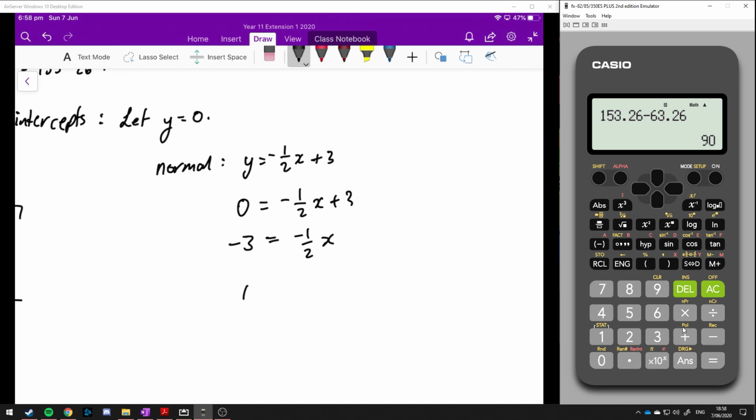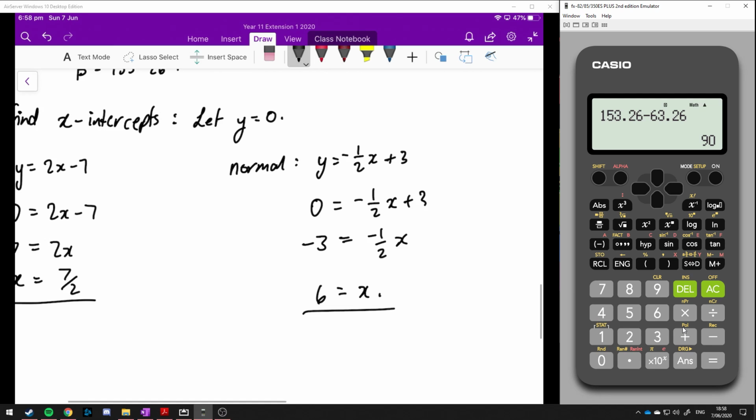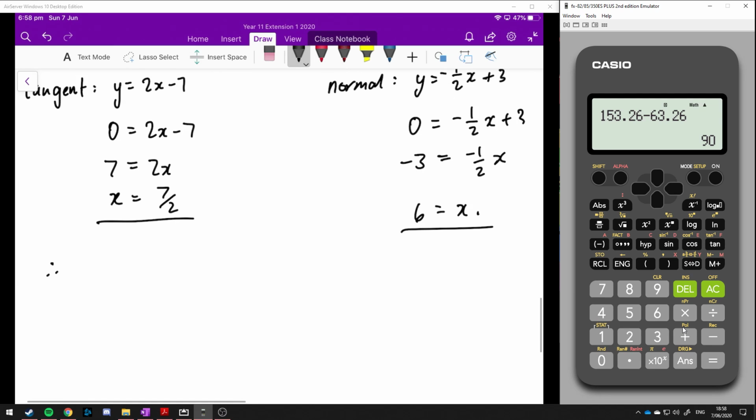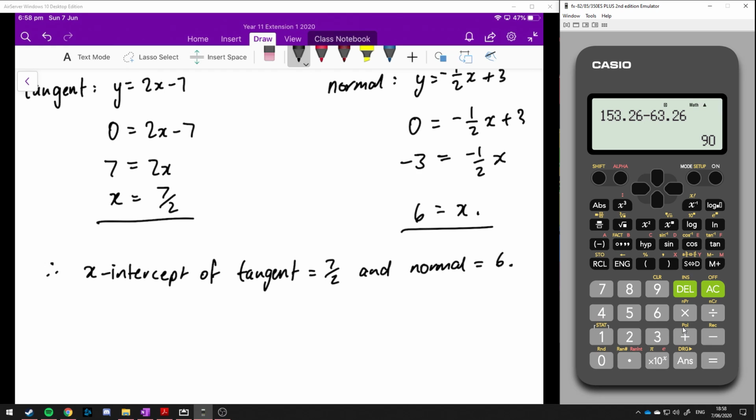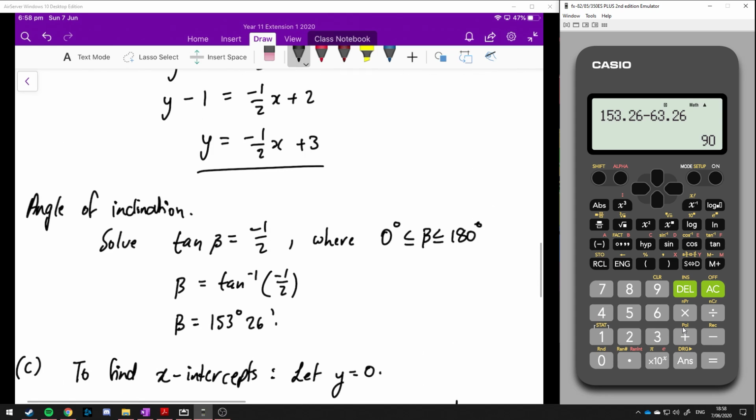So that's going to be x is equal to 6, just like that. So there's our 2 x-intercepts. So therefore, the x-intercept of the tangent equals 7/2, and normal equals 6. Okay, and that's all we need to do for part C. So nice and easy, just a little bit of substitution, which we've known how to do for ages.